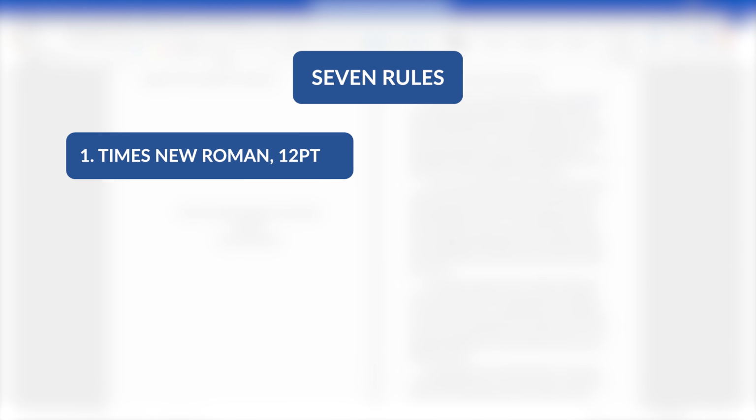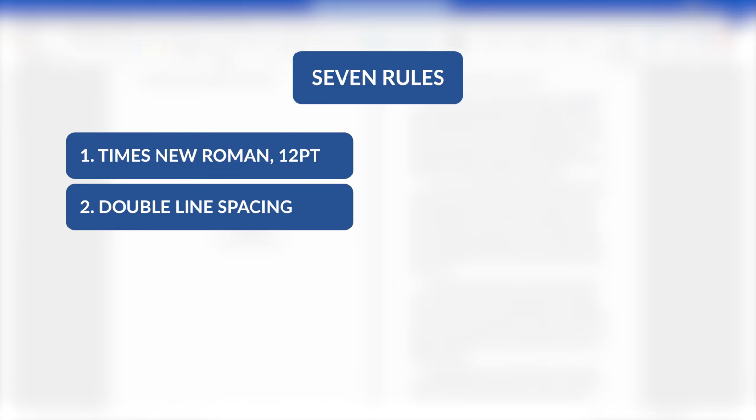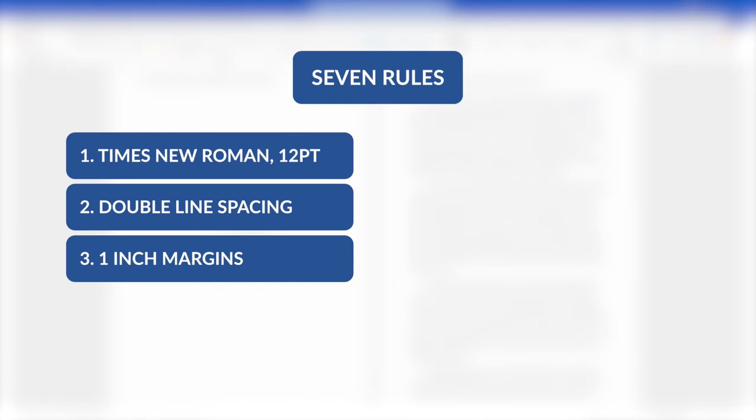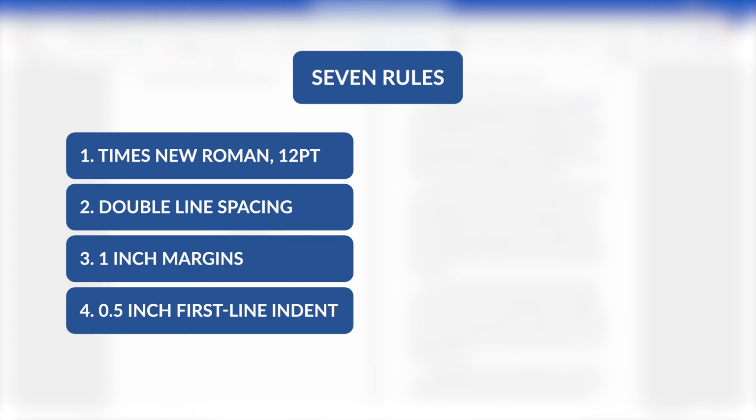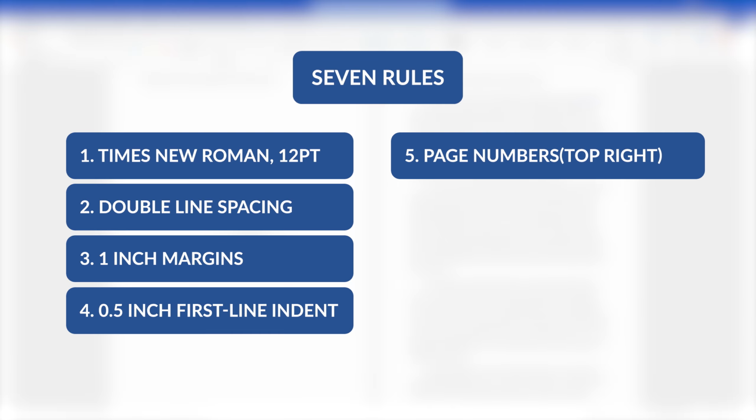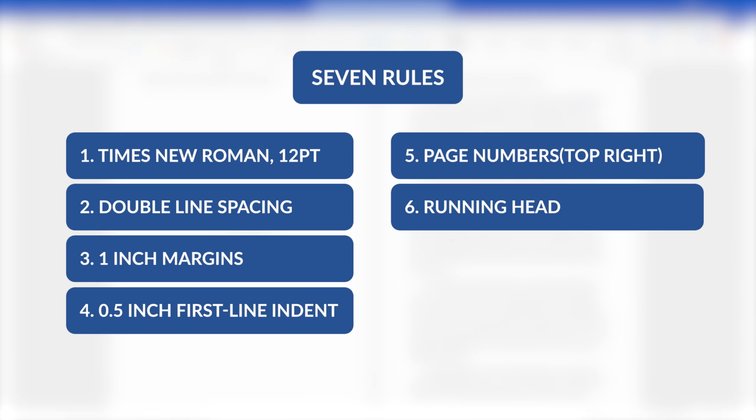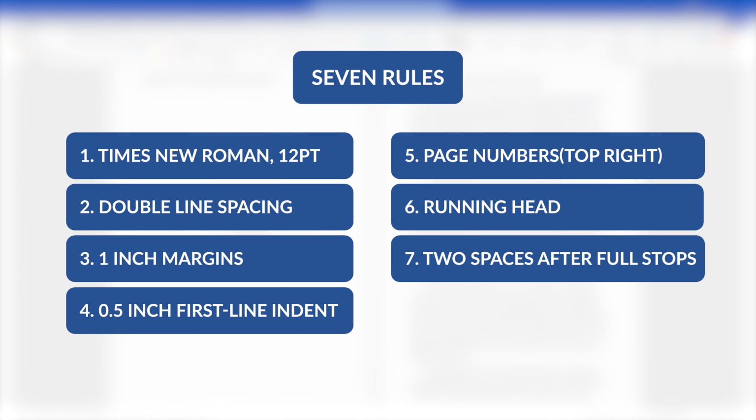There are 7 rules that every APA paper, essay or thesis needs to follow. Number 1, Times New Roman 12-point size. Number 2, double line spacing. Number 3, 1-inch margins on all sides. Number 4, half-inch first line indent on every paragraph. Number 5, page numbers on the top right. Number 6, a running head at the top of every page. And number 7, 2 spaces after every full stop.